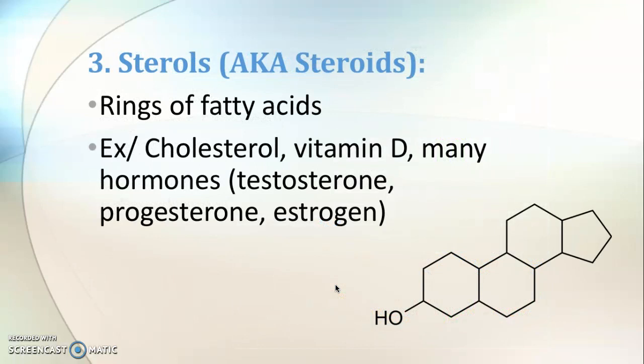The last type of lipid is sterol. And sterols are also known as steroids. So steroids actually have these rings of fatty acids. So you can see here these rings. Okay, this one has 4 different rings connected. And they include things like cholesterol, which you hear a lot about, vitamin D, and many, many hormones within our body, including all of our sex hormones, which is testosterone, progesterone, and estrogen.